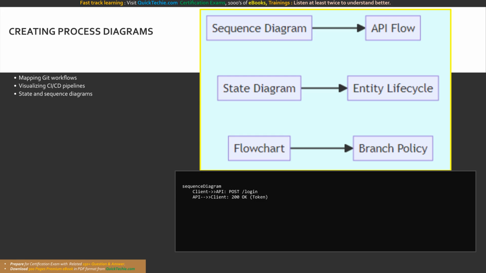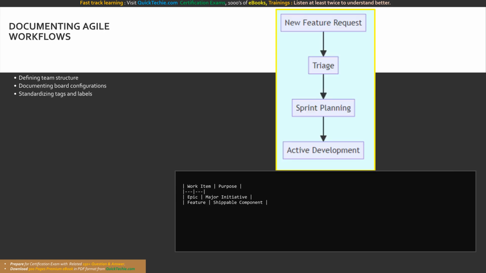This visual categorizes Mermaid use cases: sequence diagrams for API flows, state diagrams for entity lifecycles, and flowcharts for branch policies. A critical use case for your wiki is defining the organization structure for agile practices. Use tables and process diagrams to document your specific Azure Boards configurations.